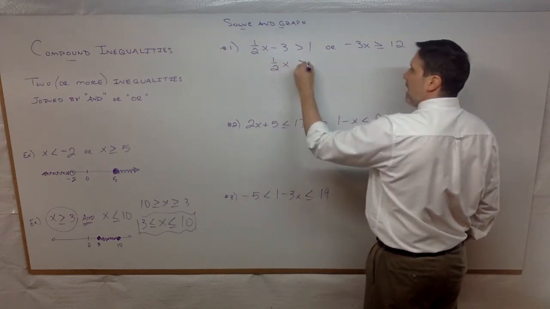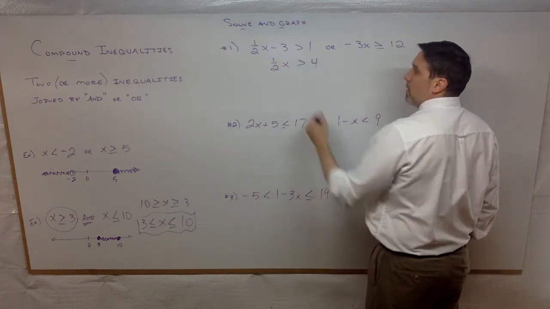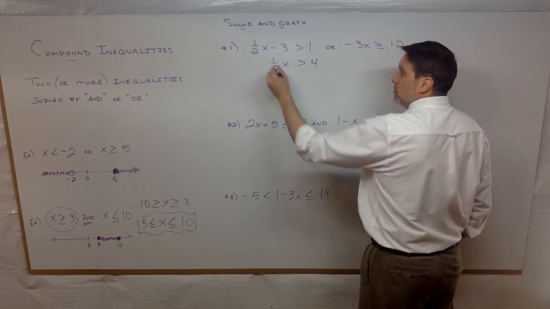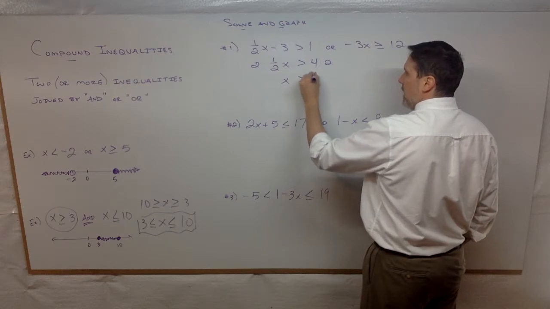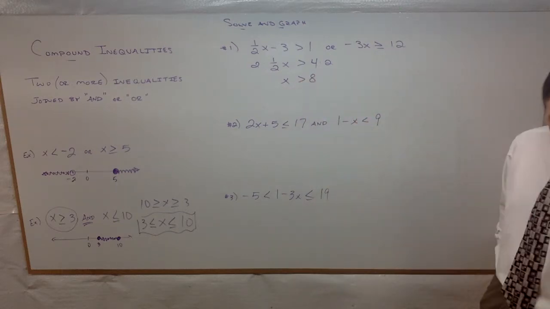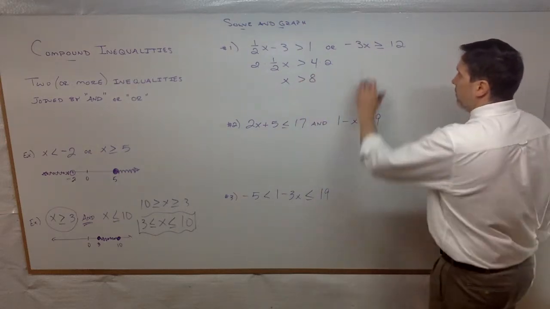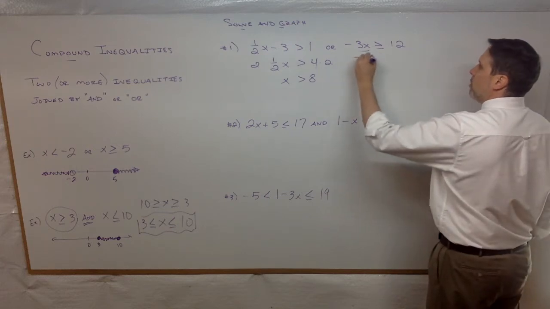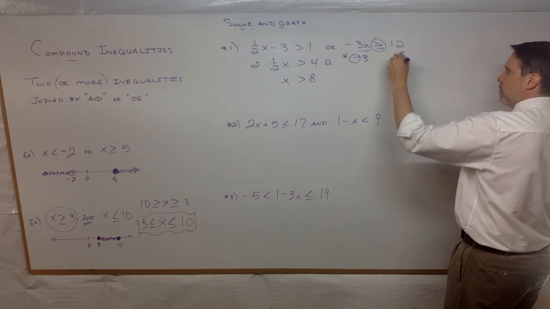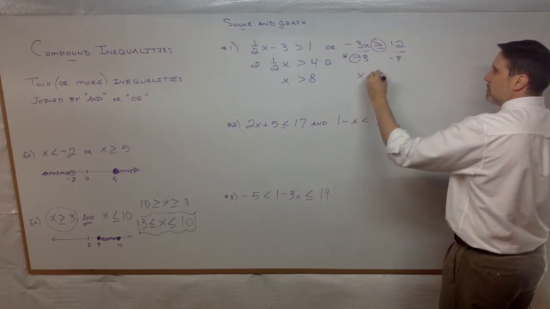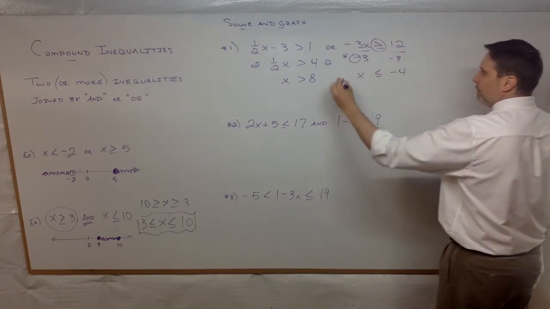Hopefully you know to add 3 to both sides. And then multiply both sides by 2, not divide by 2. So we get x is greater than 8. Does not reverse the inequality. We didn't multiply by a negative. Over here, we are definitely multiplying by a -3. That definitely reverses the inequality. So we get x is less than or equal to -4.